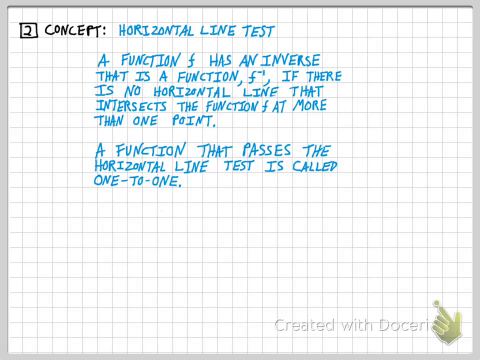Alright, so we're going to look at the horizontal line test, and it's a quick and easy way to tell whether a function has an inverse or not. So what we're going to look at is whether or not there's a horizontal line that crosses the graph more than once. If there is, then there is no inverse to that function. If there is no horizontal line that intersects the function at more than one point, then we say it does have an inverse that is a function. Another term we're going to use for this scenario where you have a function that does have an inverse is to call that function a one-to-one function.